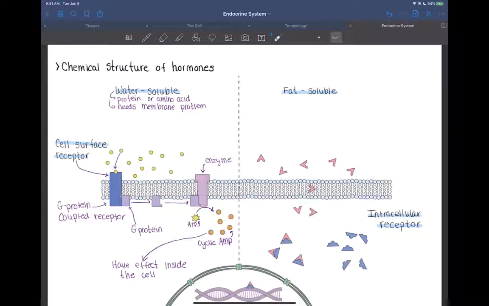And so then we have our fat-soluble hormones. With our fat-soluble hormones, these are going to be steroid hormones, like testosterone and estrogen and cortisol. And then our exception, which is thyroid hormone, which is made of an amino acid, but it is fat-soluble. So those are fat-soluble hormones. Because they are fat-soluble, they can just move straight into the cell. They can go straight through the plasma membrane. So this is our fat-soluble hormone. It can just pass right through that plasma membrane.